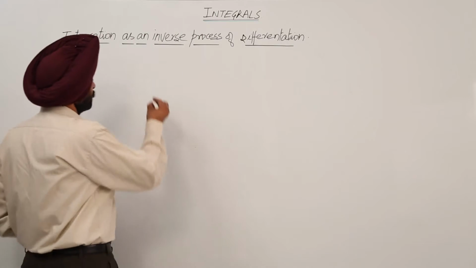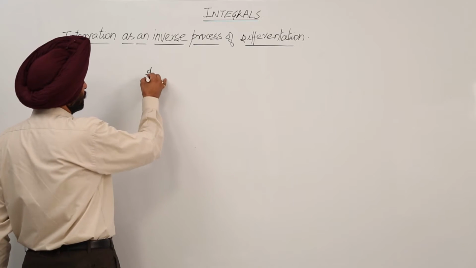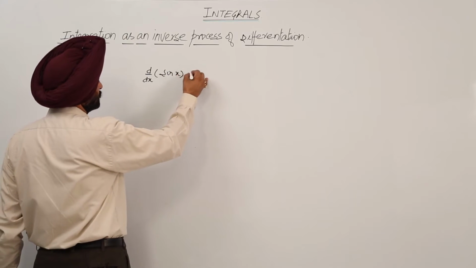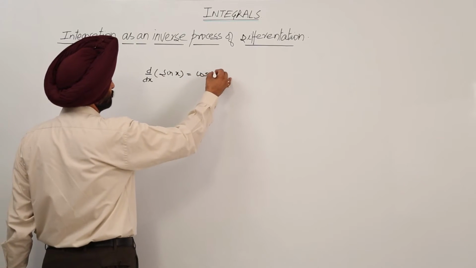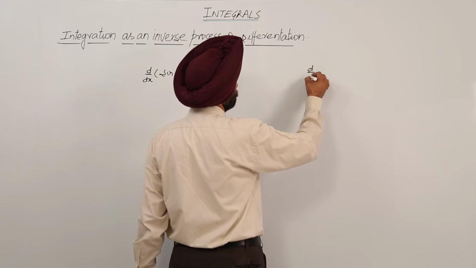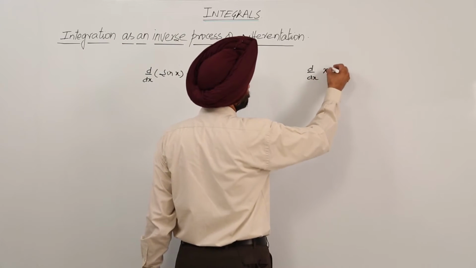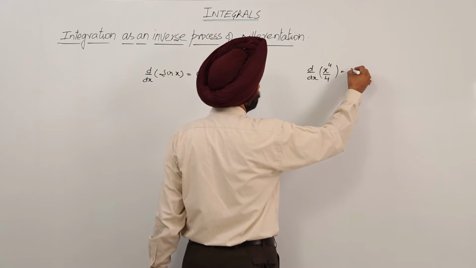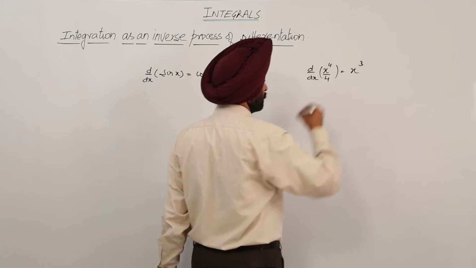Now for example, we are given d by dx of sin x. This is equal to cos x. And suppose we are given d by dx of x raised to power 4 upon 4. So what will the result be? It will be x cube.